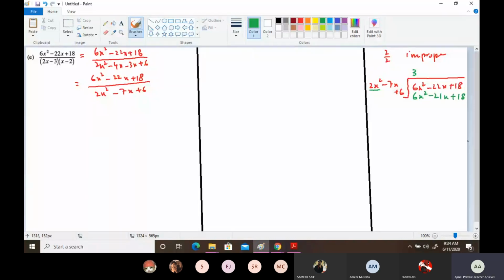Is it okay? Anybody confused in this? I can help you. Nobody? Change the sign because we are going to subtract in the division process. This is cancelled out. Fortunately, this is also cancelled out. So what are we left with? Minus 22 plus 21. So it's going to be minus x.